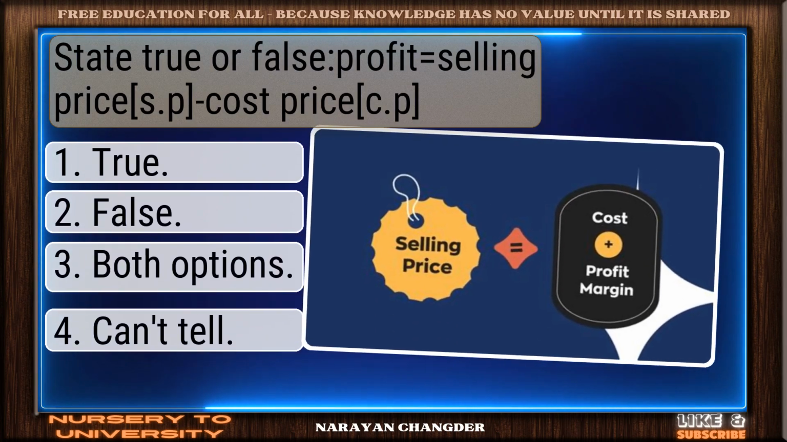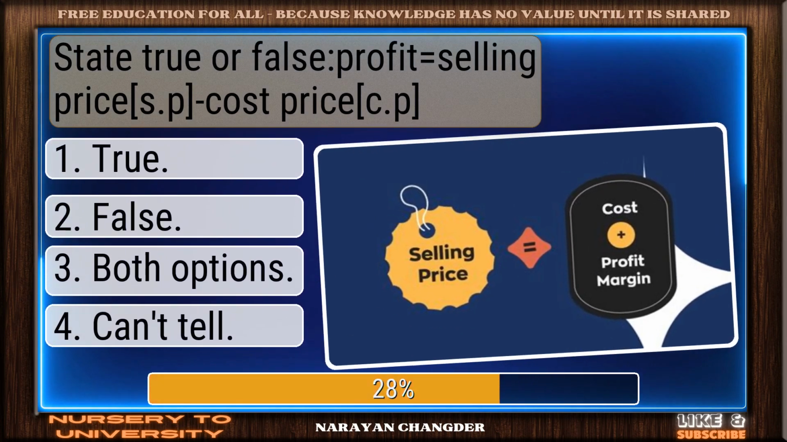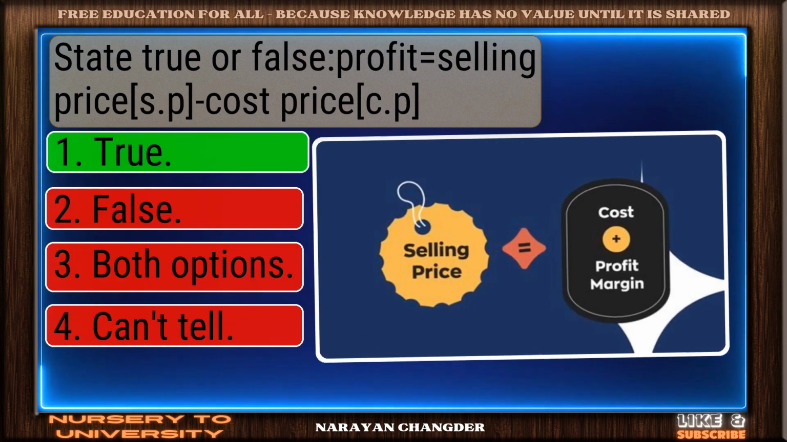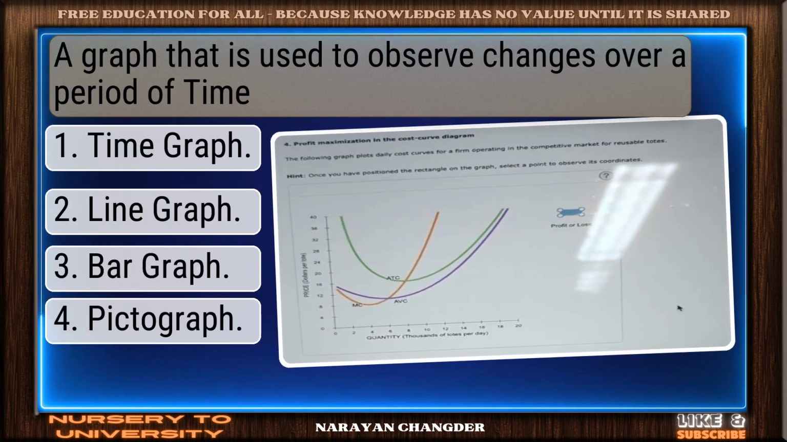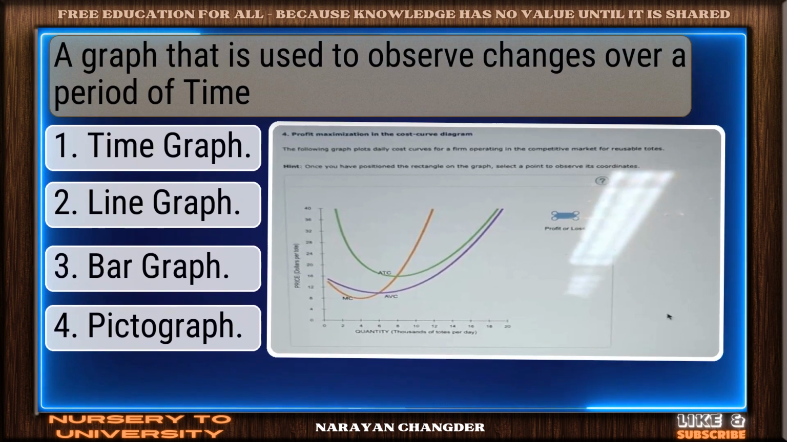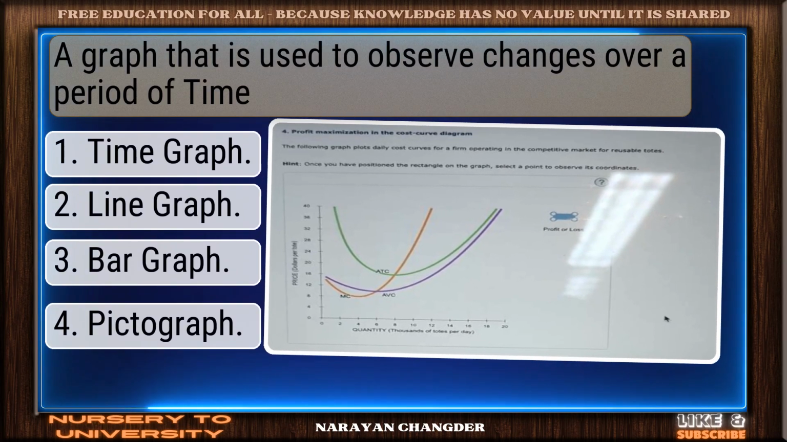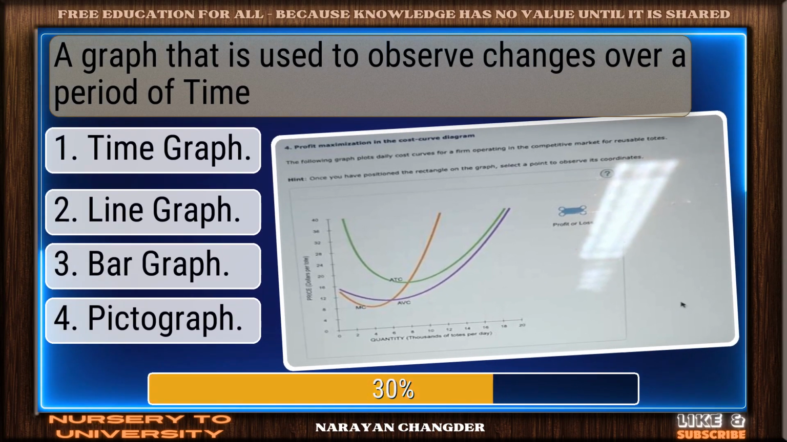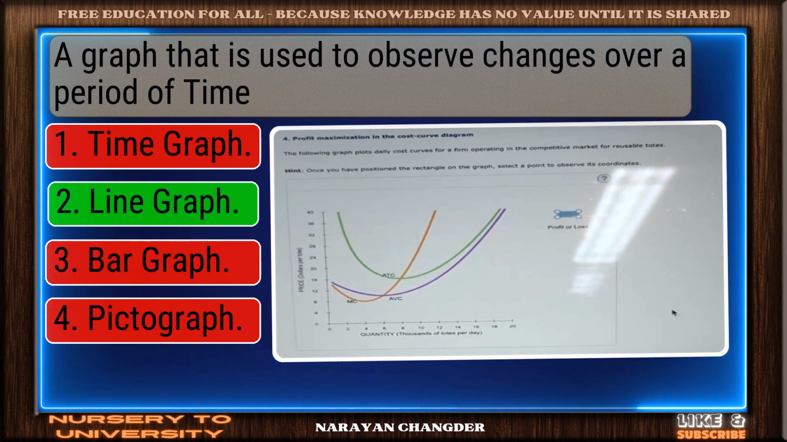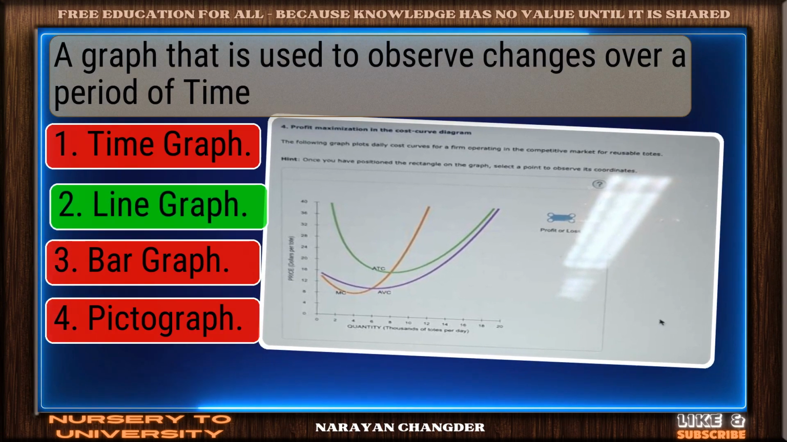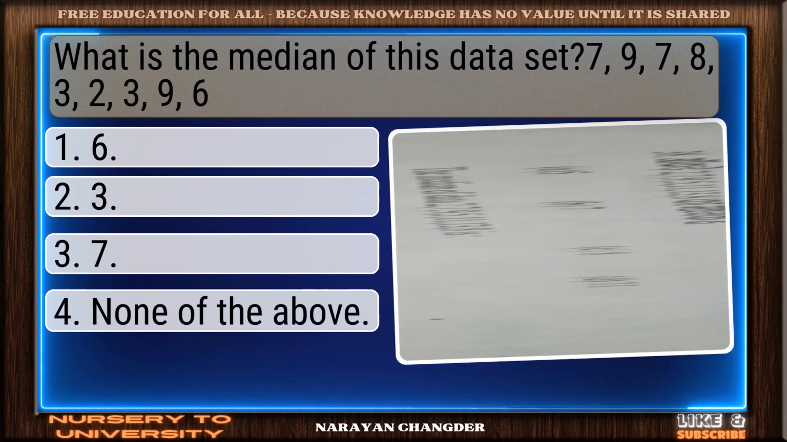Profit equals selling price minus cost price. Great job. True is the accurate answer. Question number 110. A graph that is used to observe changes over a period of time. Well picked. Line graph is the correct answer. Question number 111. What is the median of this dataset?